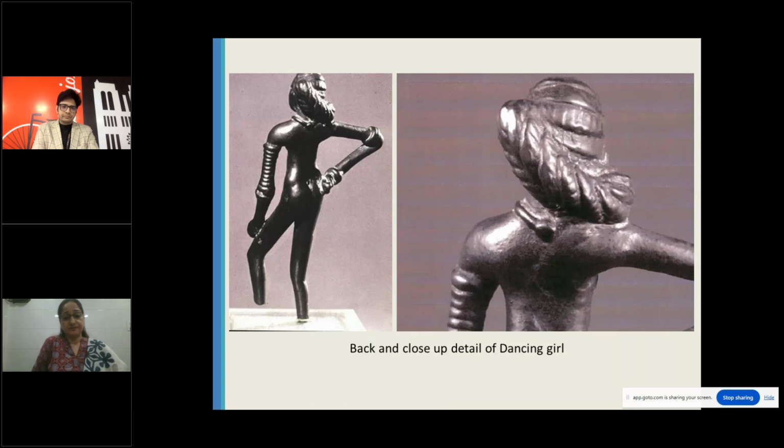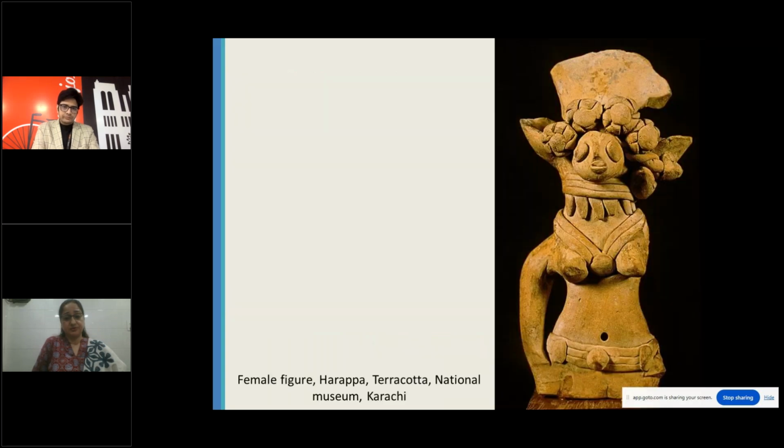This is another female figurine from the National Museum in Karachi. This is found from Harappa. Here also what we see is that she's wearing a girdle, she's wearing a necklace, she's also wearing a choker. Then when you look at her head, she's also wearing a garlanded hairband. But more than ornamentation, what I want to show is these two cup-like formations at the end of her fan-shaped headgear.